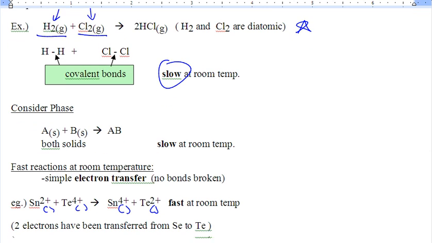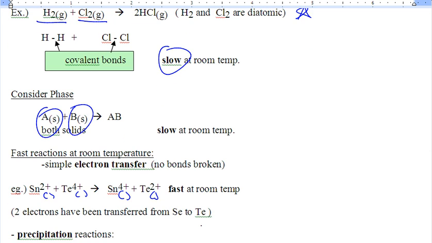So, guess what? Solids are also slow. You take 2 things that are solids and smash them together, you're not going to get a very big reaction.